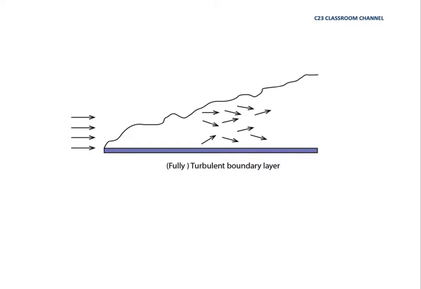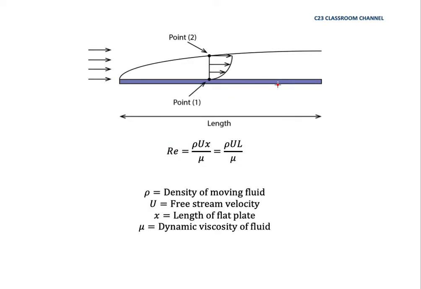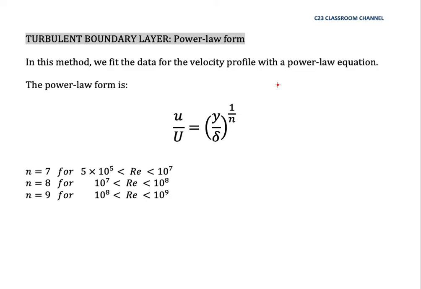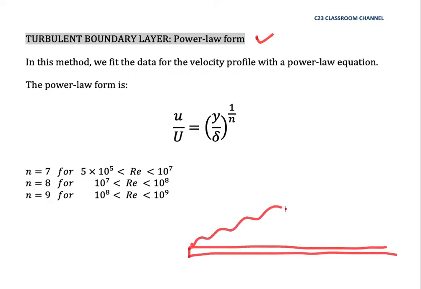So in this first lecture, I would like to share with you how to determine the drag force and the boundary layer thickness if our boundary layer here is turbulent boundary layer. The first method is called power law form. In this method, we fit the data for the velocity profile with a power law equation. So the idea is, if we have a flat plate like this, we assume that the boundary layer is 100% turbulent boundary layer.